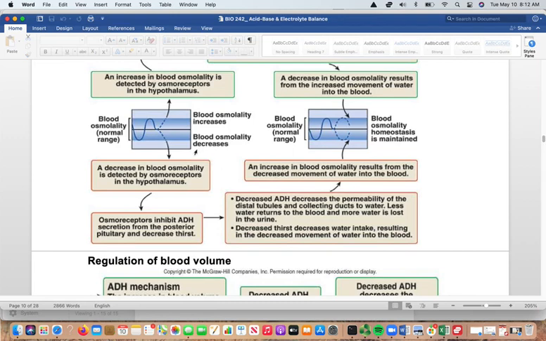If the blood osmolality decreases, it's going to be detected by the hypothalamus. It will inhibit the ADH. It's going to decrease the permeability in the kidney, so more water is lost through the urine. It will increase the blood osmolality to get back to homeostasis.